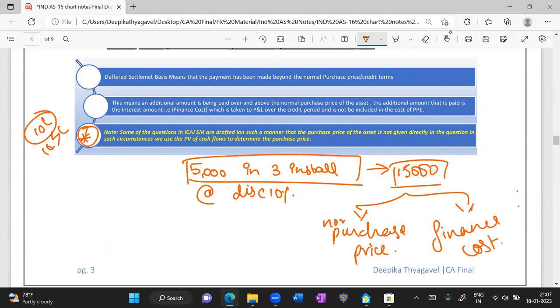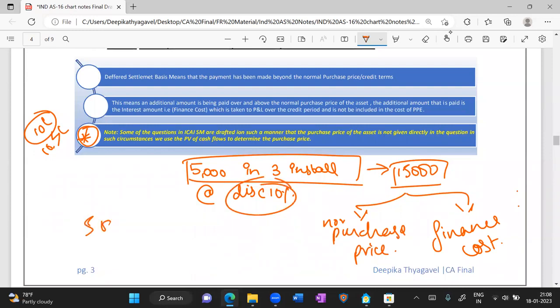So the standard says that in questions, you observe that 15,000, let's say they tell you 5,000 is being paid in 3 installments. So obviously that 15,000 is not the entire amount of the PP. In that, some amount is going to be a finance cost, some amount is going to be the normal purchase price of the PP. Now, how will I find out which is the normal purchase price and which is the interest amount? Very simple. They would have given you the discounting rate for that only.